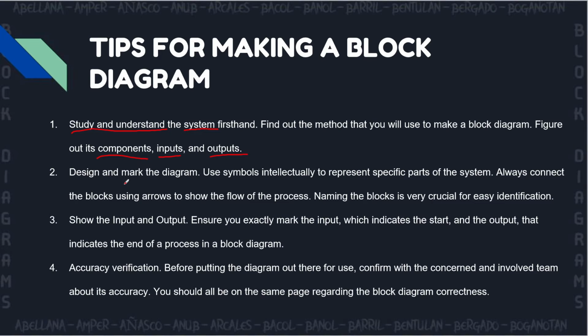Tip number two is to design and mark the diagram. Use symbols intellectually to represent specific parts of the system. This can prevent people from misinterpreting certain symbols. Always connect the blocks using arrows to show the flow of the process, and naming the blocks is very crucial for easy identification. Tip number three is to show the input and the output. The input will indicate the start and the output will indicate the end of the process.